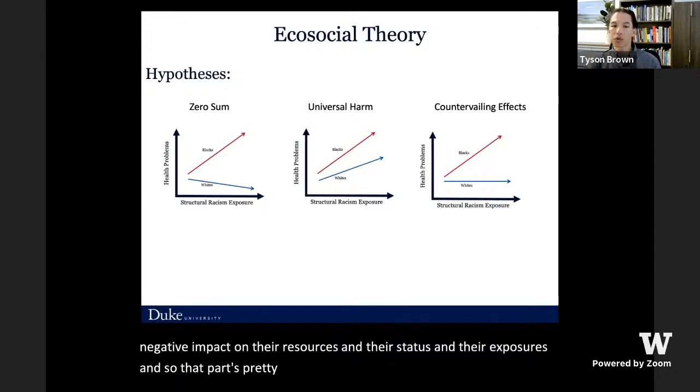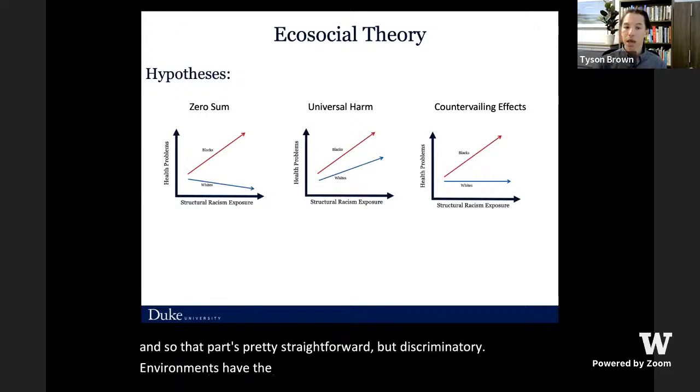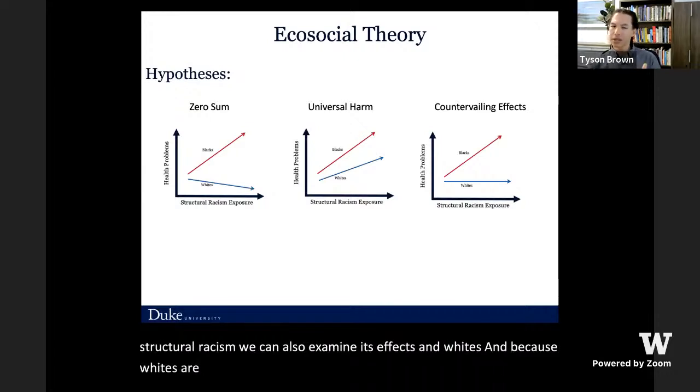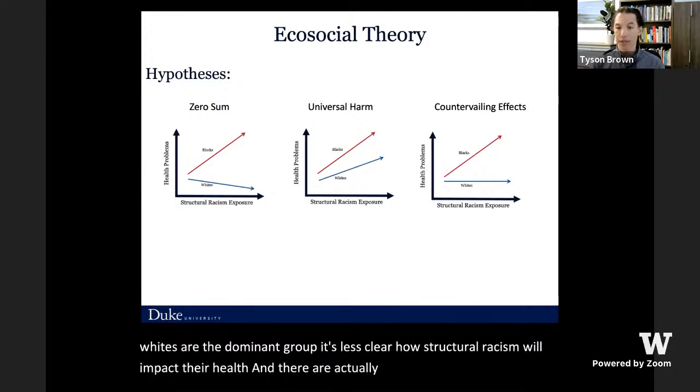But discriminatory social environments have the potential to affect everyone. And so by measuring structural racism, we can also examine its effects on whites. And because whites are the dominant group, it's less clear how structural racism will impact their health. And there are actually a few competing hypotheses.